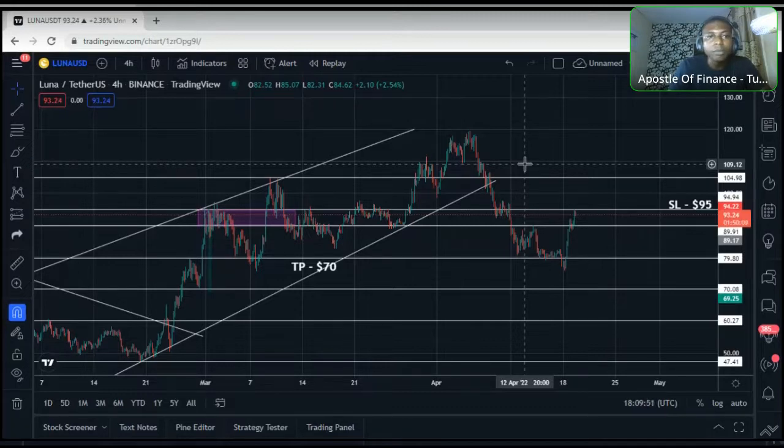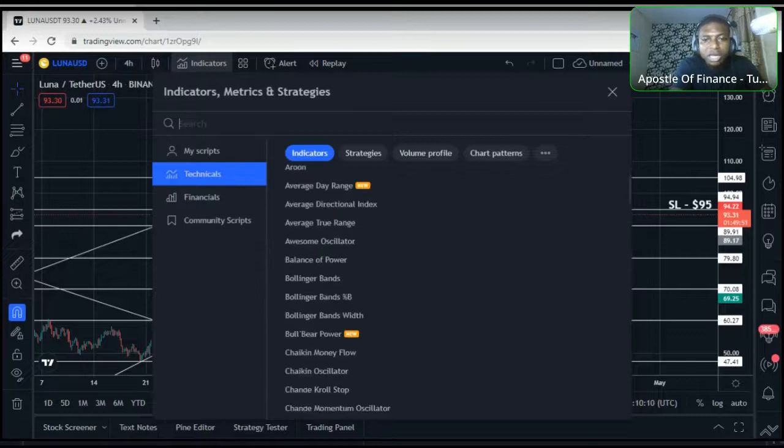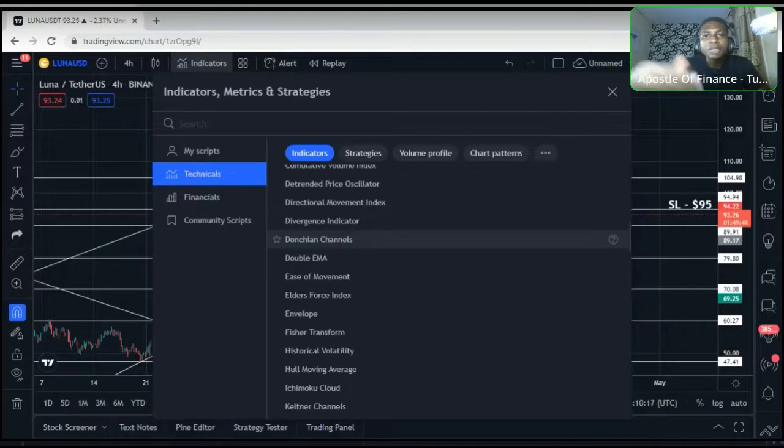Also, the ability to use indicators. Let me bring out the types of indicators that we have here. So you can see indicators like advanced decline line, average directional index, awesome oscillator, power balance, Bollinger Band. There are a lot and lot of them like that. Some of which are being used by those who love to use indicators as their own strategy to make profit from the market.